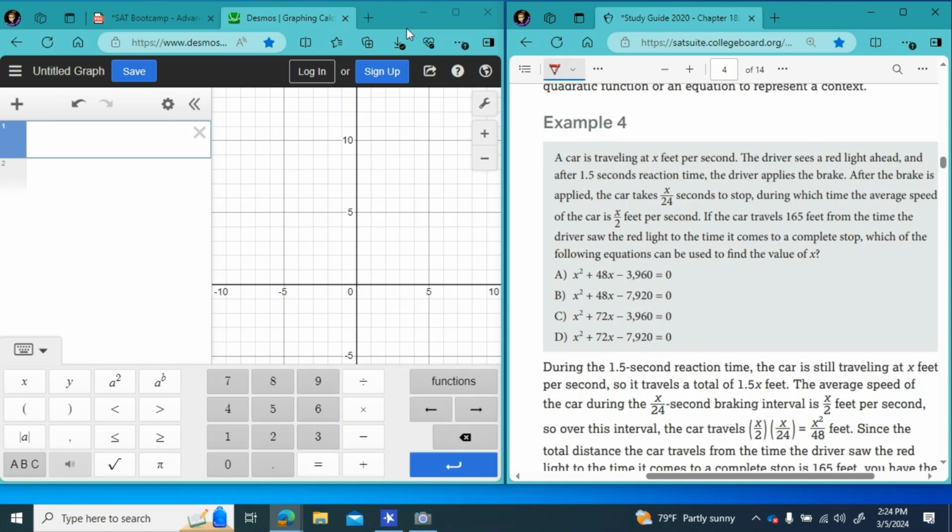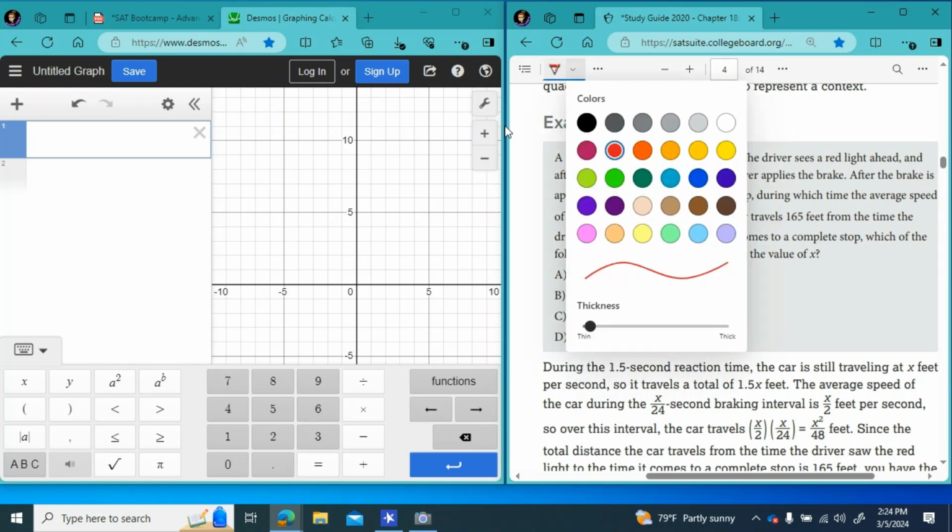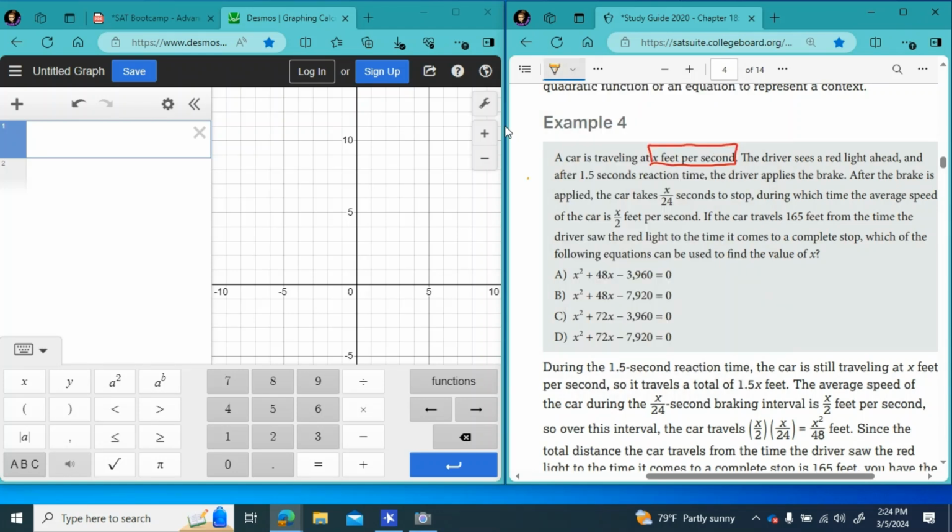A car is traveling at X feet per second. And the driver sees a red light ahead, and after 1.5 seconds reaction time, the driver applies the brake. So he's taking 1.5 seconds of reaction time, or she. After the brake is applied, the car takes X over 24 seconds to stop.